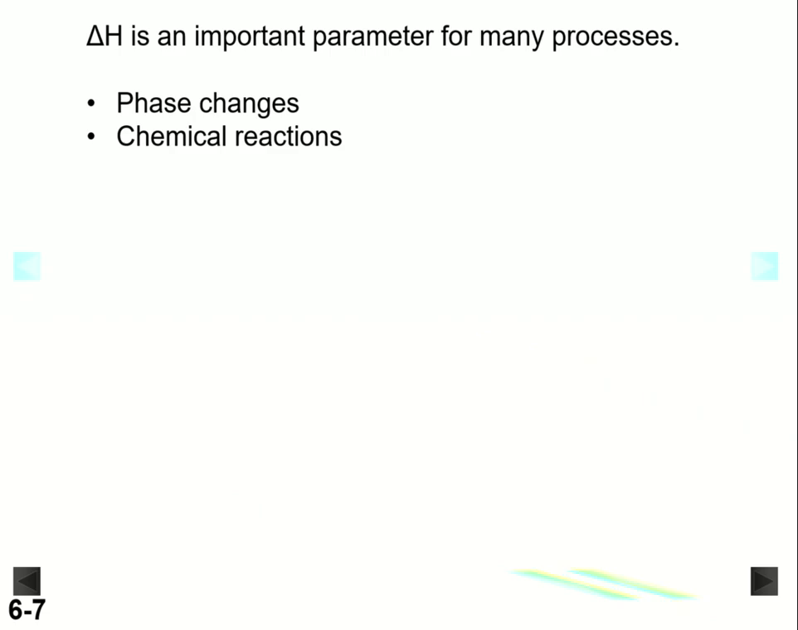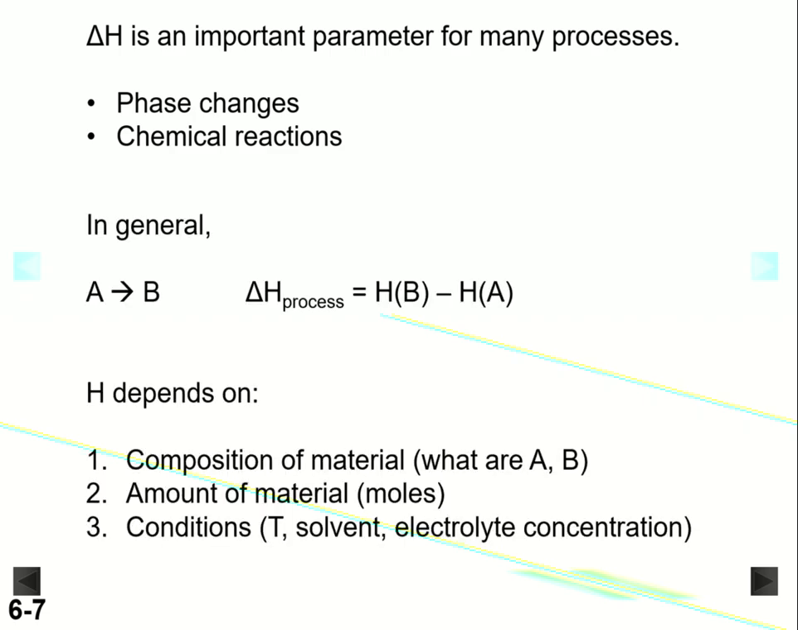And of course, we looked at a variety of cases where we look at delta H values. In general, if we're going from reactants A to products B, or state A to state B, the change in enthalpy for the process is the enthalpy of the final state minus the enthalpy of the initial state.